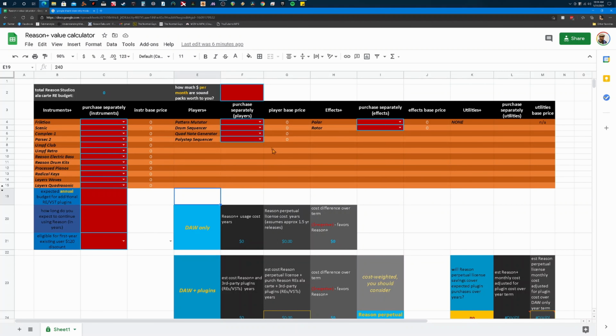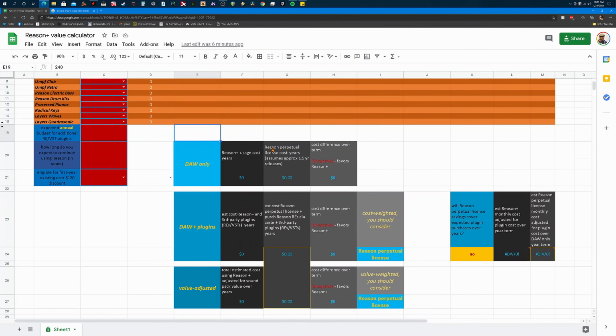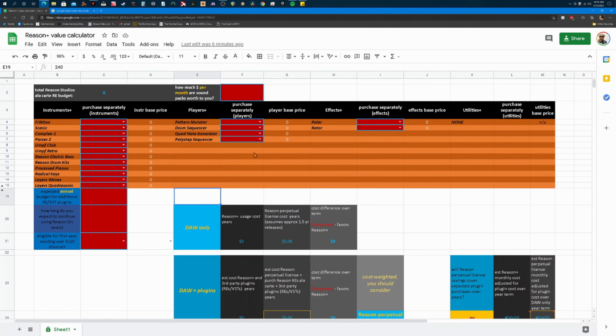It's not too bad, but I just wanted to do a quick video on showing how to read it once you've entered all the information. So basically, all you need to do is fill out the fields that are in red. So the first question here: how much money per month are sound packs worth to you? For me, it's 0, but we'll put in $2 just to say that.